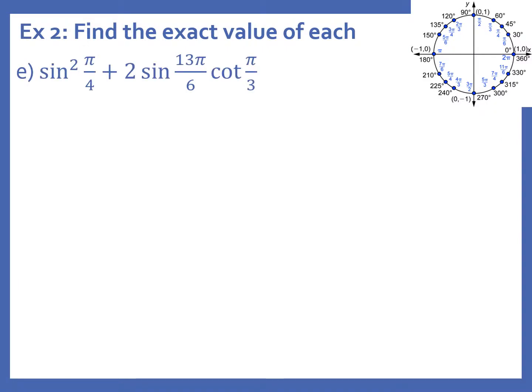Example 2, last one. So this one kicks up a notch of difficulty. We got sine squared pi over 4, then we got 2 times sine 13 pi over 6, and then cotangent pi over 3.